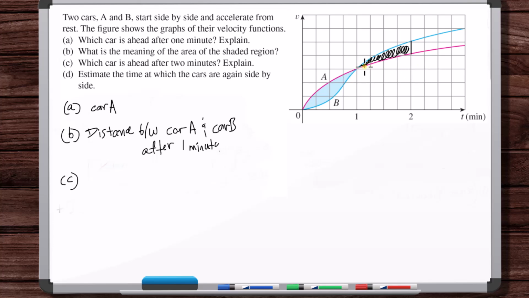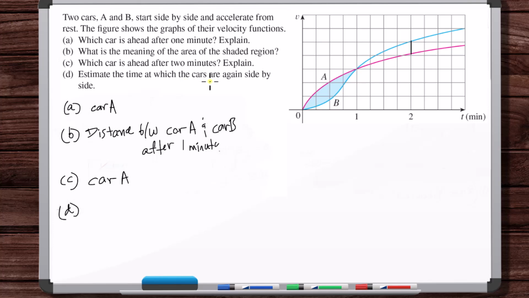And so if these areas were exactly the same, then car B just got even with car A at time t is equal to 2. It looks like this area is less, so car B caught up to car A after time t is equal to 1 minute, but car B still hasn't reached car A. And I think you could say that this area looks to be a little bit bigger than this area. So car A is still ahead. All right.